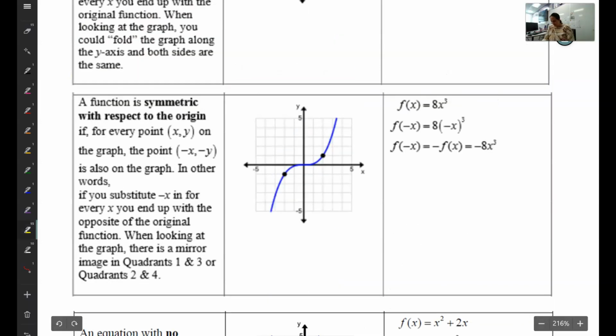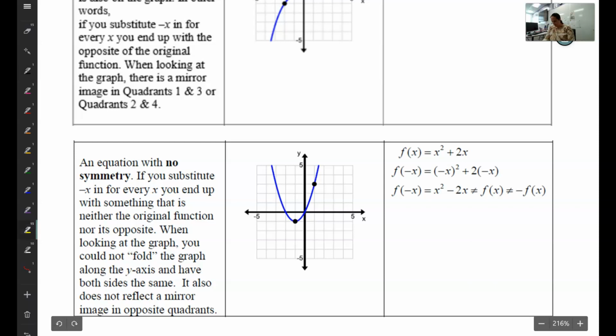We also have symmetric with respect to the origin. This one's kind of funky for me to look at. So the way that I usually think about it is I pretend I put a pin right there in the origin. And then I imagine rotating one side of the graph over to the other. And if I put that pin in and that rotates on top of the other side, then it's symmetric to the origin. This is also known as odd functions.